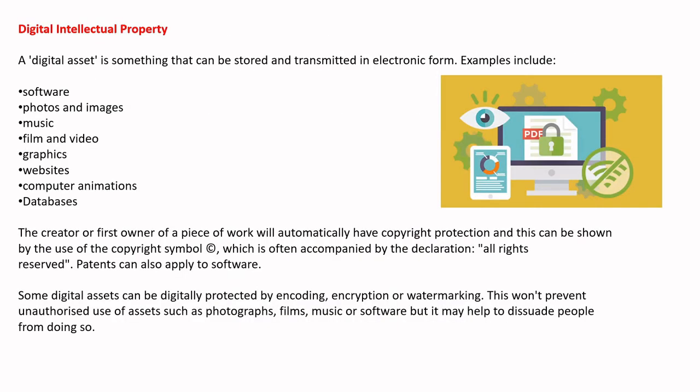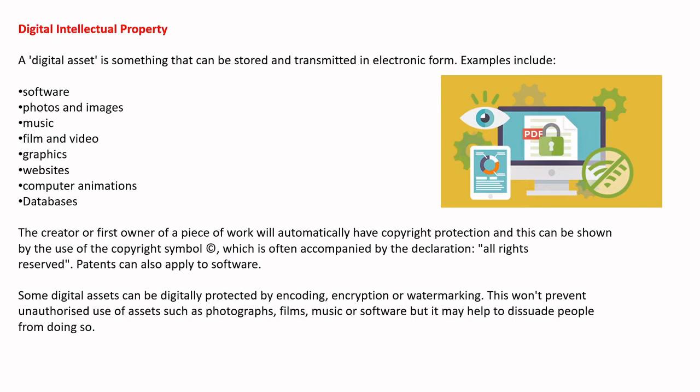So digital intellectual property. Especially this day and age, with everything being digital anyway. A digital asset is something that can be stored and transmitted in an electrical form. That'd be things like software, photos and images, music, film and video, graphics, websites, computer animations, and databases. There is a bit of overlap with what we've discussed before, because you're probably seeing things like databases and websites before. But digital intellectual property, because the whole world is going digital now, is emerging a lot more.